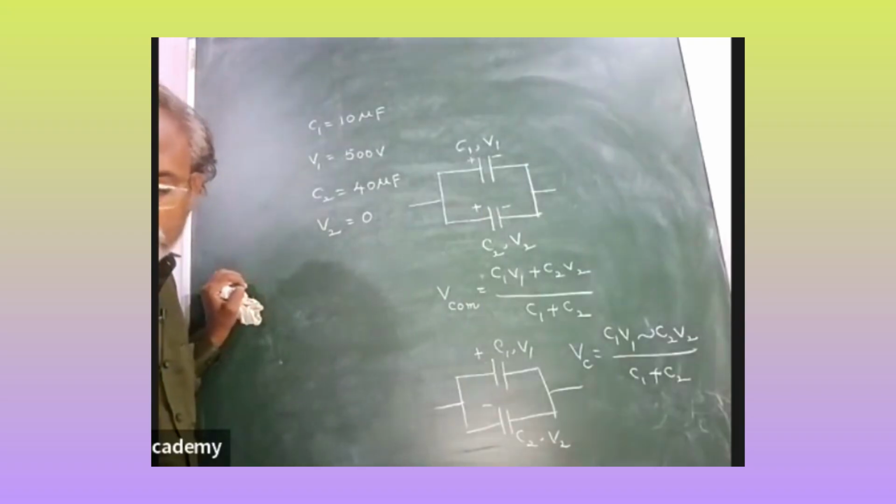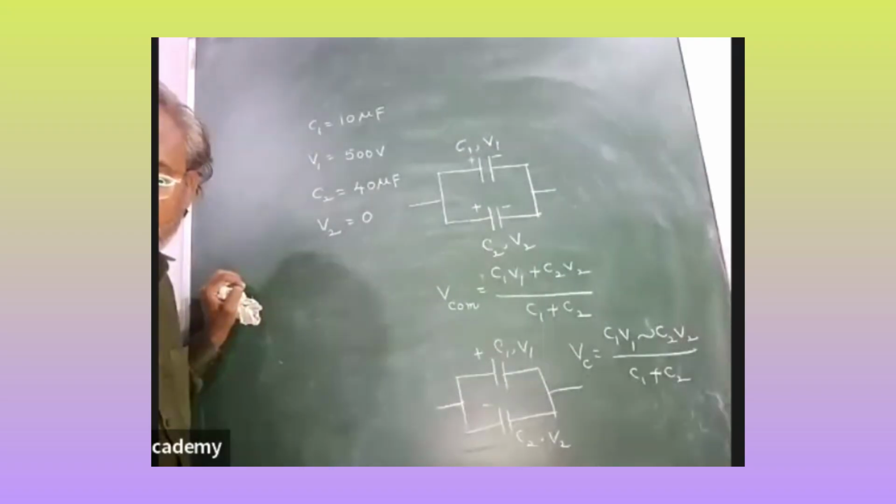A condenser of capacity 10 microfarad is charged to a potential of 500 volt. Its terminals are then connected to those of an uncharged condenser of capacity 40 microfarad. The loss of energy in connecting them together.